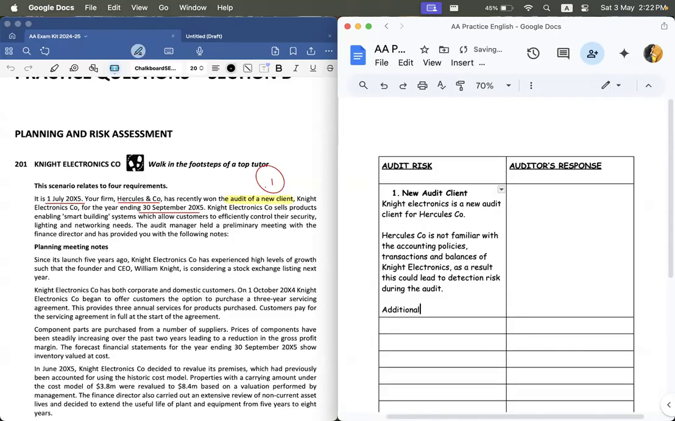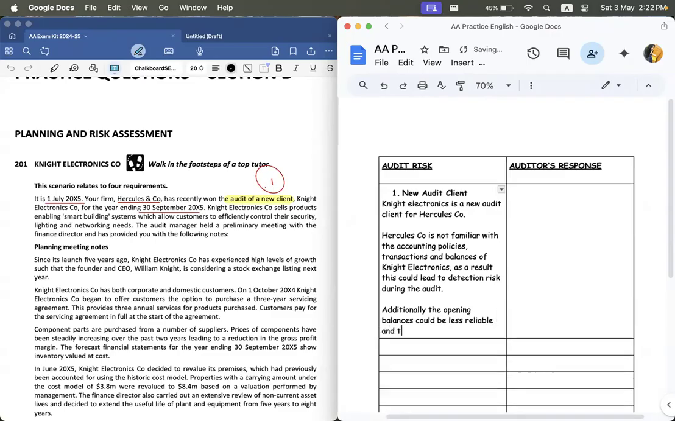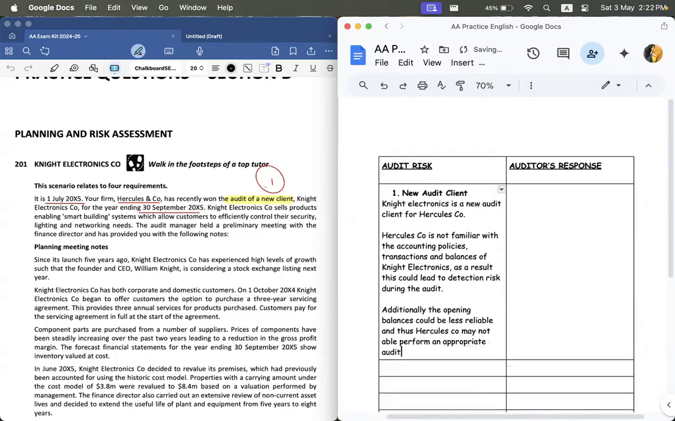And additionally, what happens? Additionally, the opening balances could be overstated, could be less reliable, because we can't rely on them, because we don't know. Understood? And thus, Hercules company may not be able to perform an appropriate audit function or appropriate audit. Clear? Understood, no?